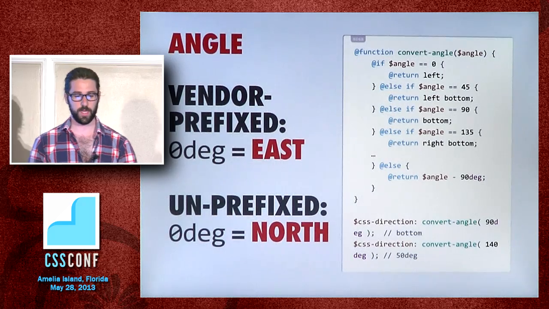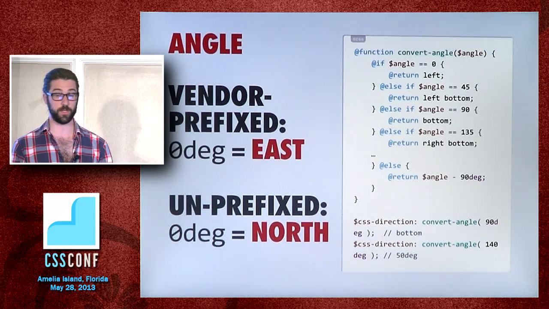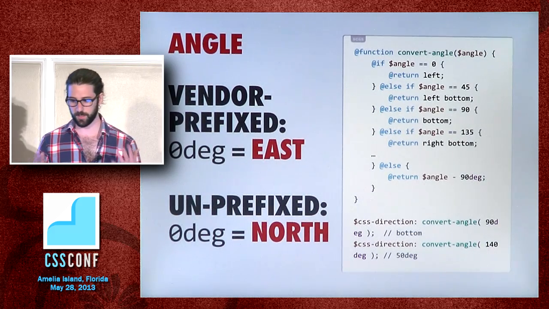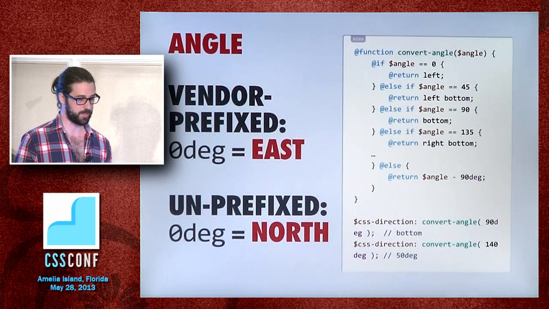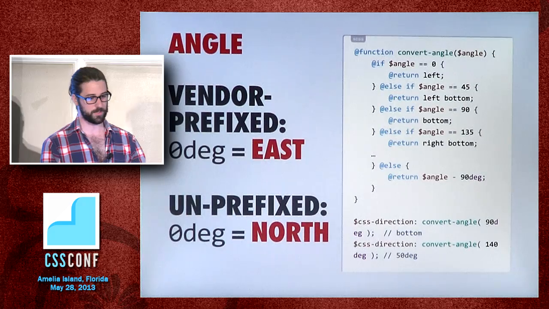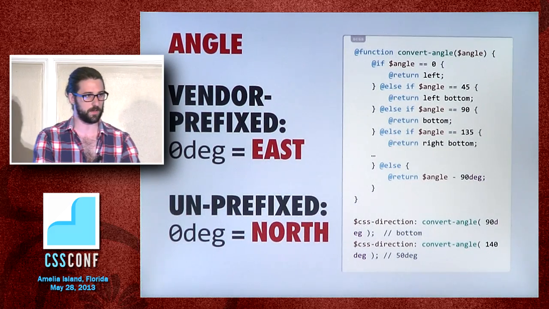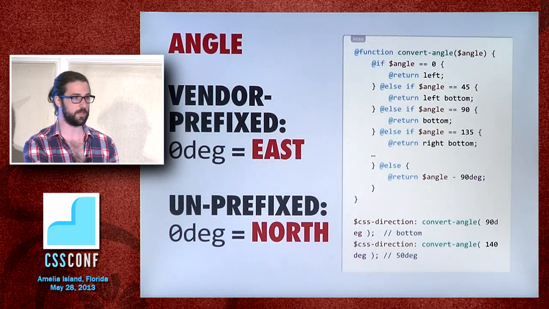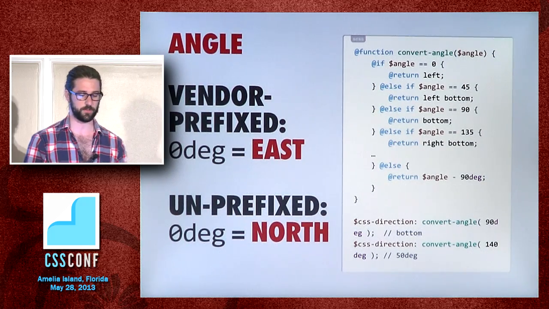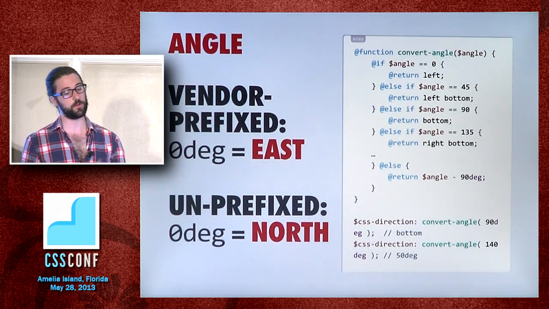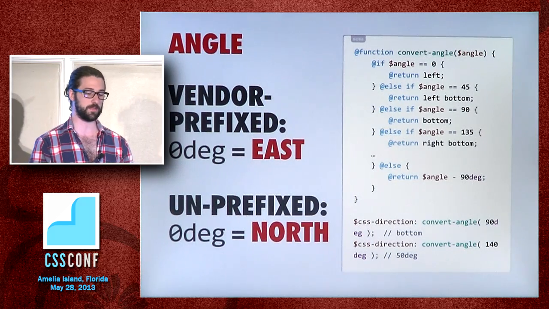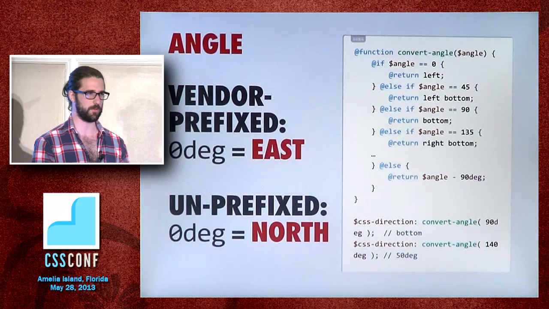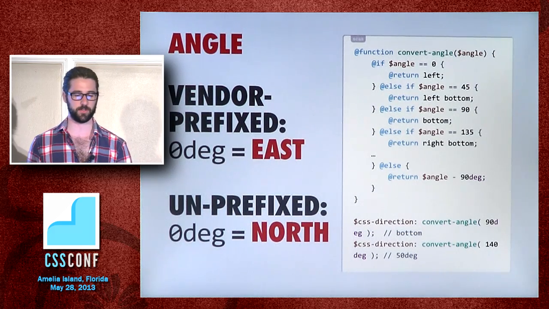And so angle, you'd think at first, is pretty straightforward. We might be able to just put in that value in the CSS, but surprise, there are some browser inconsistencies here. In the vendor prefixed version of linear gradient, 0 degrees points to east, but in the unprefixed version, 0 degrees equals north. And in Photoshop, the vendor prefix is the same as the Photoshop version. So we have a lot of inconsistencies of where 0 degrees actually points.